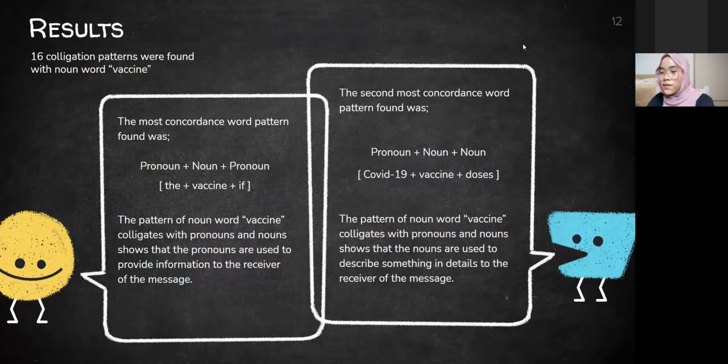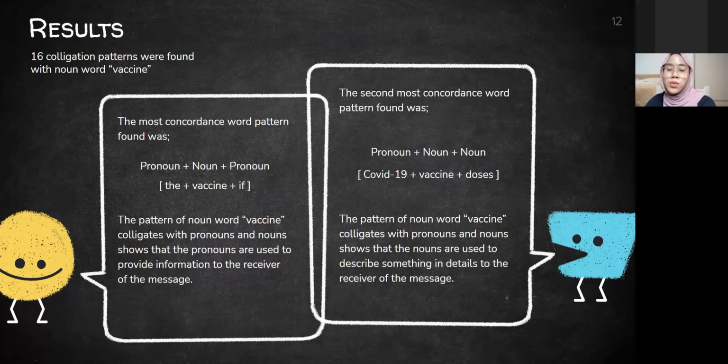As a result, after analyzing all the patterns that collocate with the noun word vaccine, I found out that there are 16 colligation patterns for the noun word vaccine, and the most frequent pattern found was pronoun plus noun plus pronoun. For example, the plus vaccine plus if. So the pattern shows that the pronouns are used to provide information to the receiver of the message.